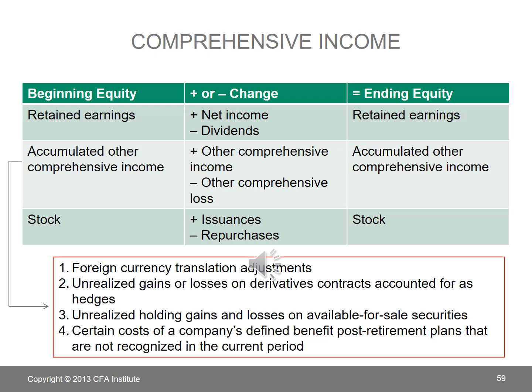The second type is the unrealized gains or losses on derivatives contracts accounted for as hedges. So changes in the fair value of derivatives are recorded each period, but these changes in value of certain derivatives are treated as other comprehensive income and thus bypass the income statement as well. The third type is unrealized holding gains and losses on a certain category of investment securities, namely securities available for sale, for example. Fourth and last type is certain costs of a company's defined benefit post-retirement plans that are not recognized in the current period.